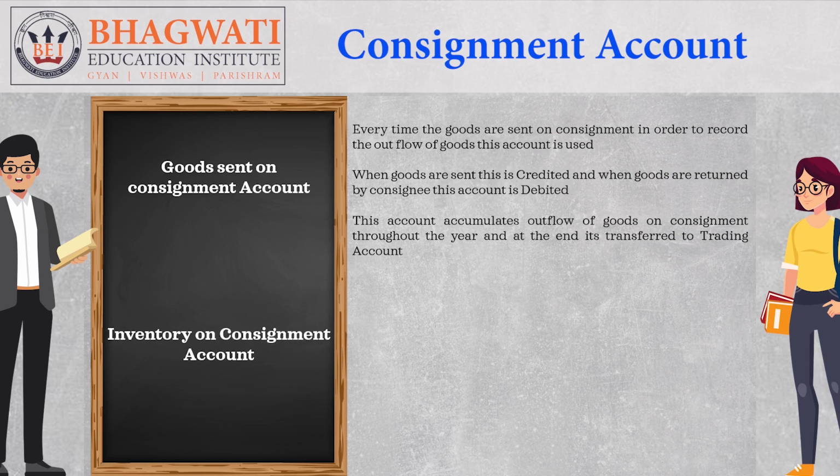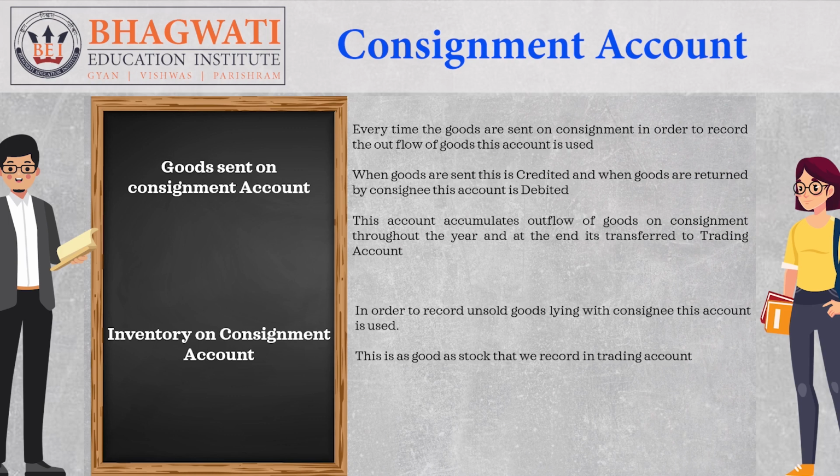The last account is inventory on consignment account. Now, what is inventory on consignment account? It denotes goods lying unsold with the consignee. It is as good as our stock that we record in our trading account. So inventory on consignment account is used to denote opening and closing inventory in consignment business.